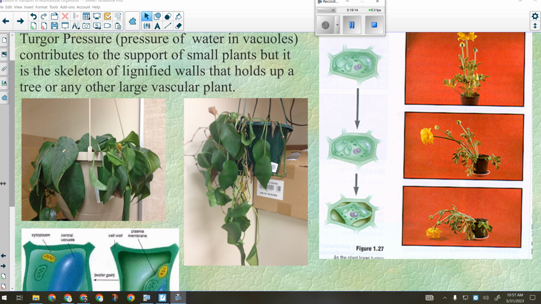So to get the idea of what turgor pressure does, you've got the water vacuoles, they're full, they've got lots of pressure in them, they push against the cell wall, and the plant can support itself.